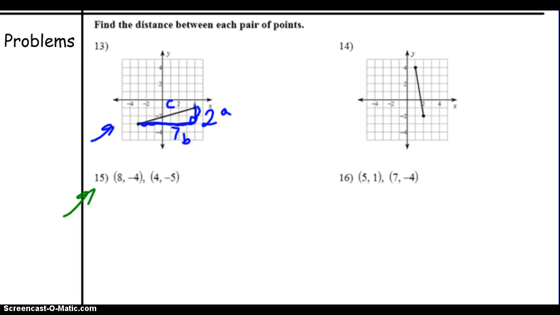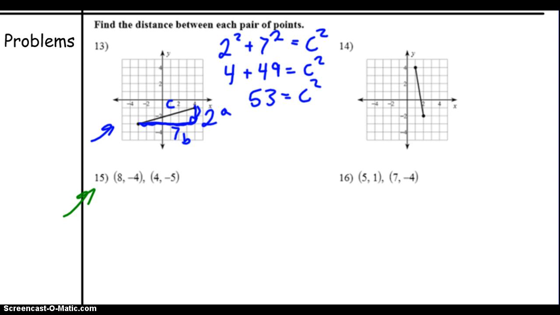All right, so that means that to solve for C, the distance, I would do 2 squared plus 7 squared to get the distance squared. 2 squared is 4, 7 squared is 49. Add them together, you get 53. And to get the distance, you have to do the square root of 53.